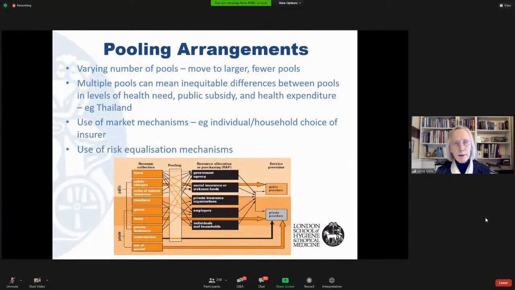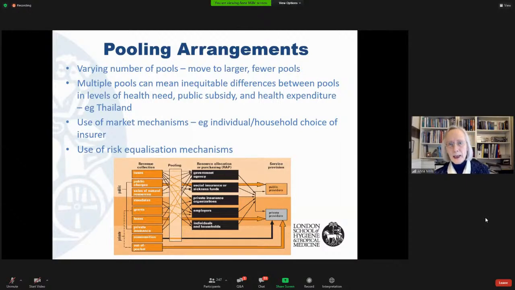When we come to the pooling arrangements, we see much greater complexity and diversity. And I've picked up a few elements here that differ between countries. One of them is the number of pools. Does a country have a single pool, like we have in the UK in the National Health Service, for example, or does it have a different number of pools? For example, particularly in a country like Germany, where historically insurance has been linked to employers.